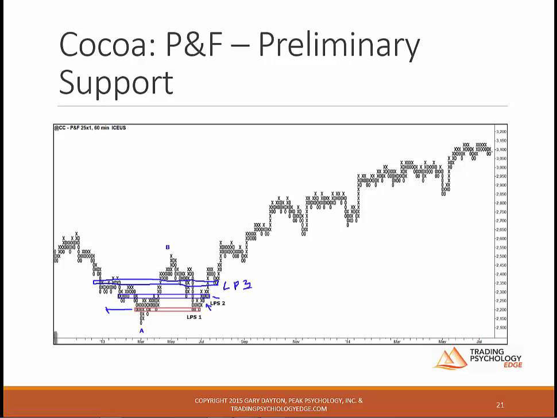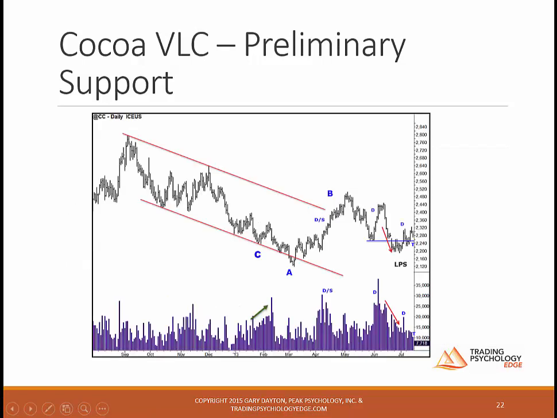What I want to point out though is that going back to the vertical line chart, here's our last point of support. Here's our selling climax or our oversold position. Typically selling climaxes have the most volume and they have more price action in terms of downside price action here, stronger price action. Doesn't quite happen here.